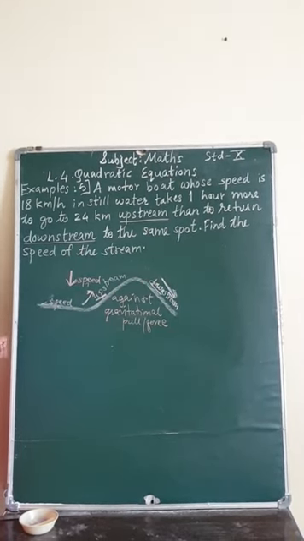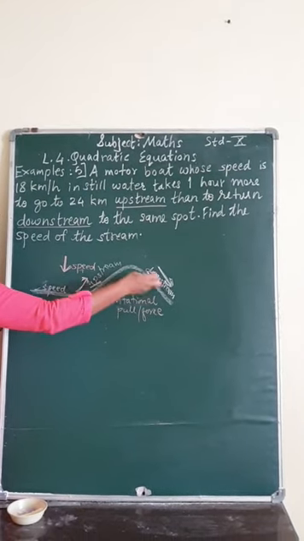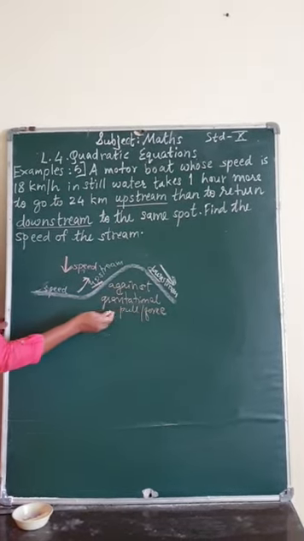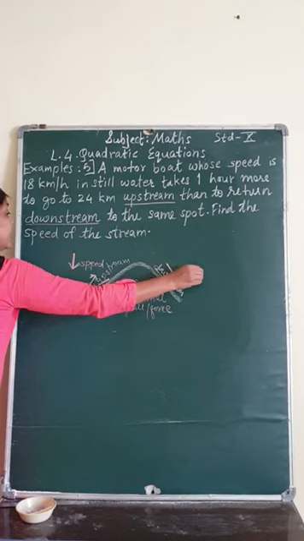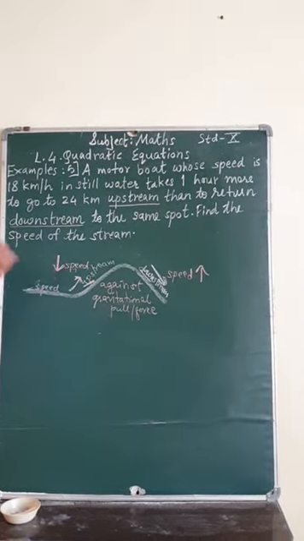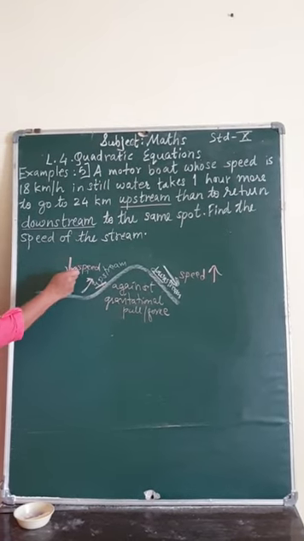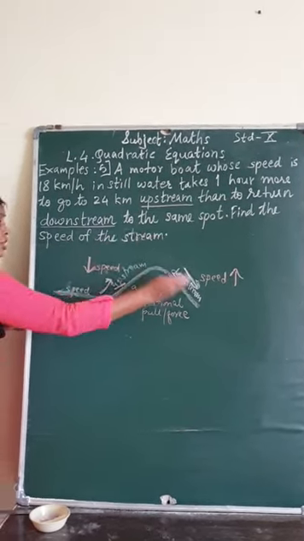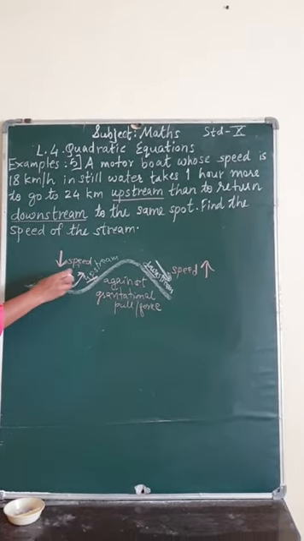So when you are moving down, it means you are moving towards the gravitational force. That means definitely your speed of movement is increasing. When you are going upstream, the speed decreases. When you are moving downstream, the speed increases. So this is the movement.